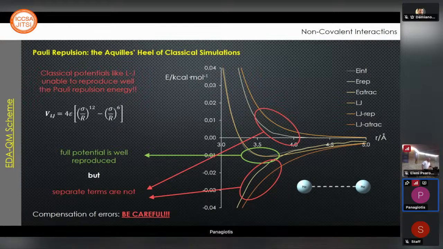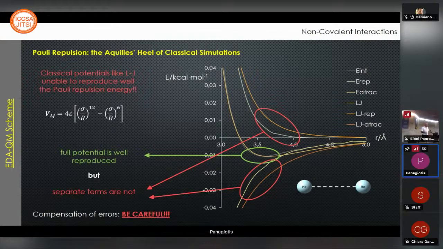By the Lennard-Jones potential. So what we have here is a compensation of errors, which in this simple case leads to a good description of the potential well for the total interaction. But in a more complex system, like biomolecules, this can also lead to an error in the total interaction energy in the classical simulation.